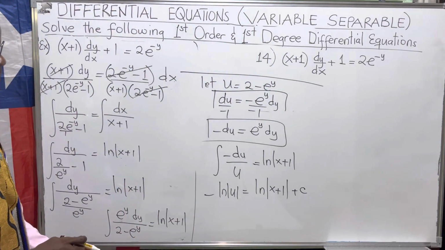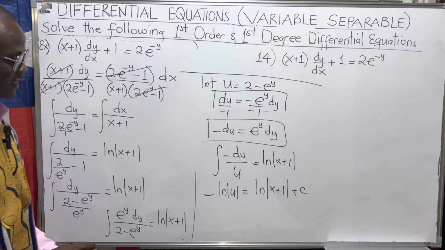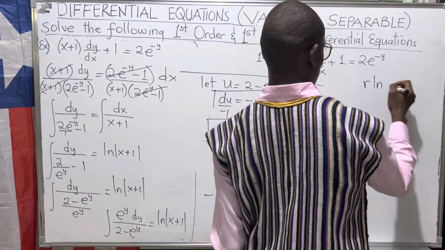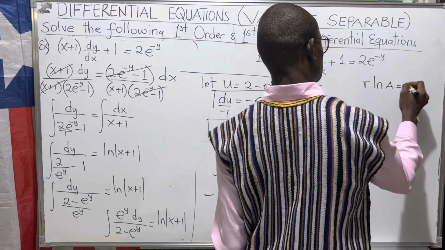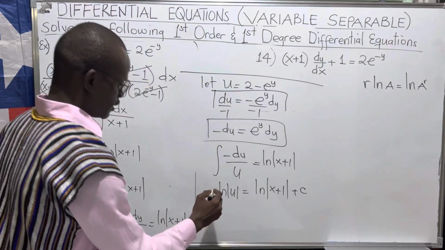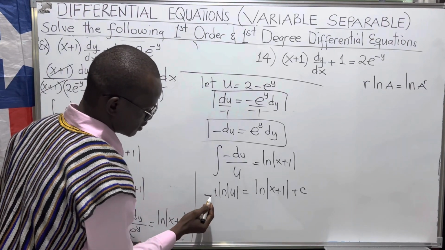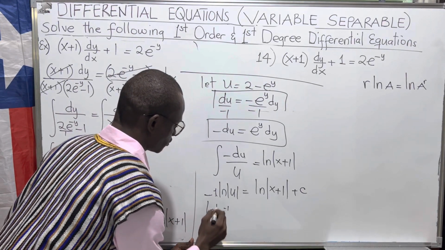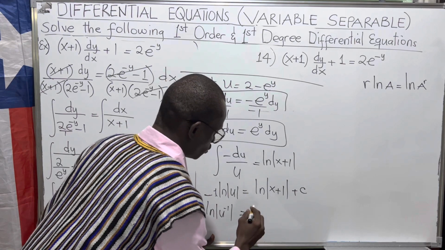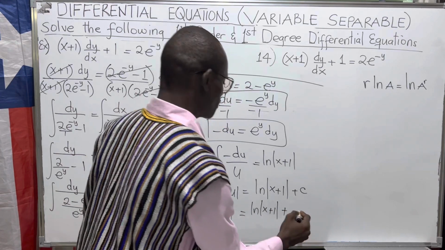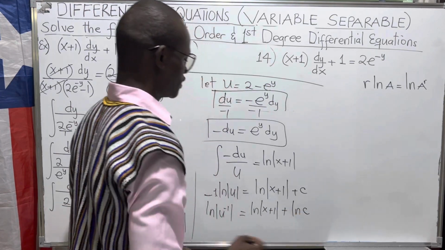So you see that? Simple as it is. So now, ln of a is just equal to ln of a raised to the power r. So the coefficient is 1. So we can take this minus 1 and raise it to this u. So it's ln of u raised to the power minus 1, equals ln of x plus 1 plus, now this c we can also rewrite as ln of c, which is the same as a constant.